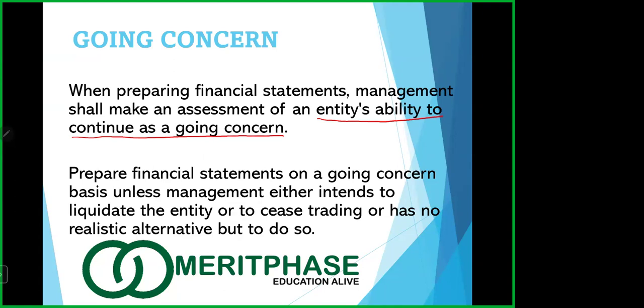Prepare financial statements on the going concern basis unless management either intends to liquidate the entity or to cease trading, or has no realistic alternative but to do so. So, if management intends to liquidate, it means: my mistake, done, we have to close it, no other alternative. Or cease trading, meaning if I have like 10 activities, I'm closing 3 activities. Finally, you are left with no other option but to close the business.